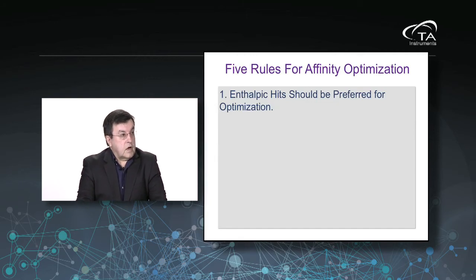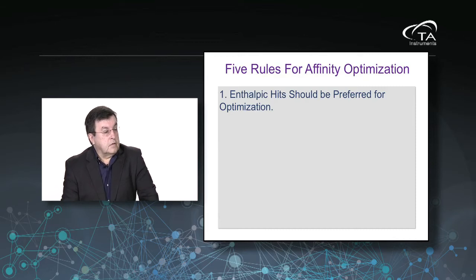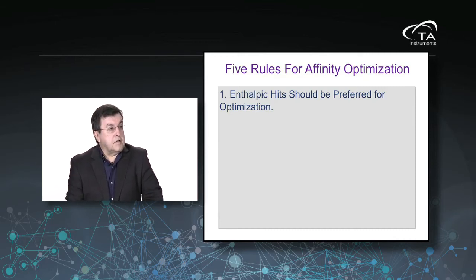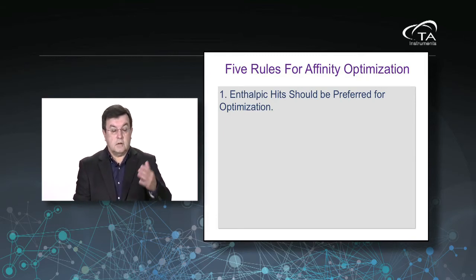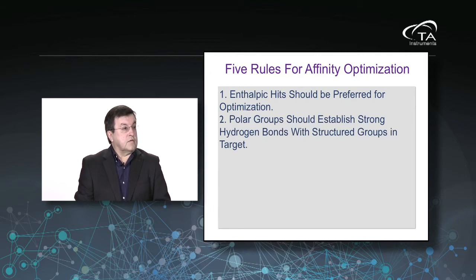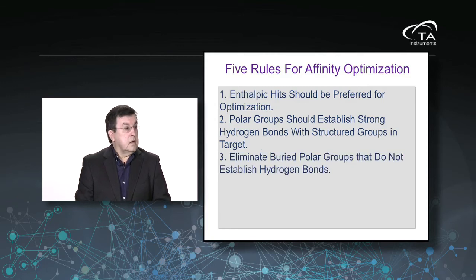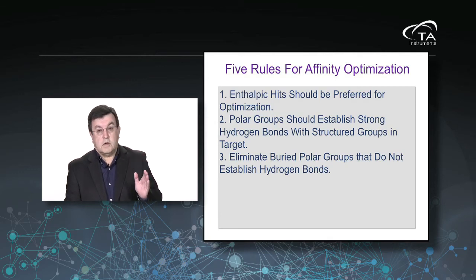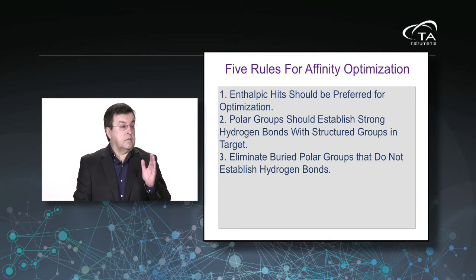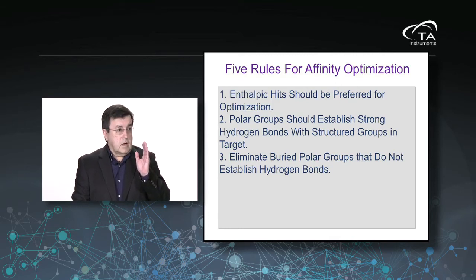So we have come out with 5 rules for affinity optimization. First is that enthalpic hits in screening should be preferred for optimization because, as we have seen, the enthalpic optimization is more difficult. If the compound is already enthalpic, that's a good start. Polar groups should establish strong hydrogen bonds with structured groups in the target. Otherwise, the polar groups are going to pay the penalty of desolvation. Polar groups that do not establish hydrogen bonds should be eliminated because those are the source of unfavorable enthalpy.